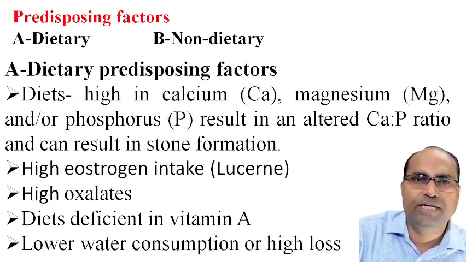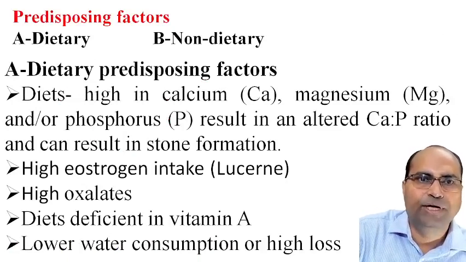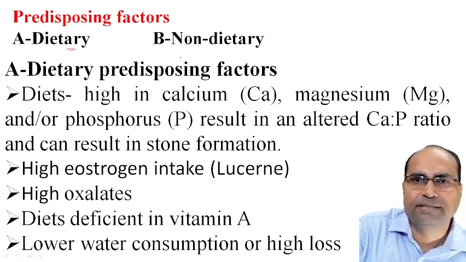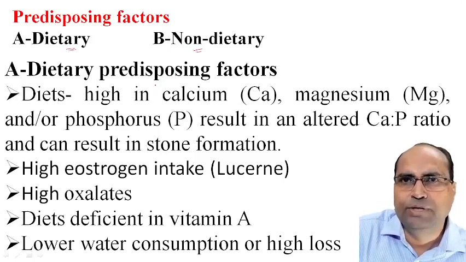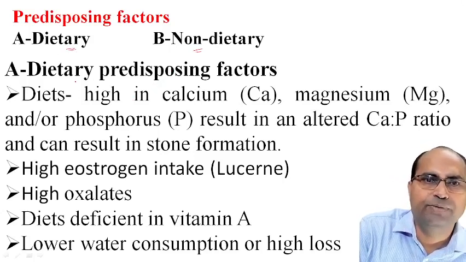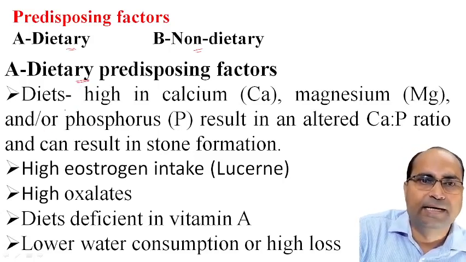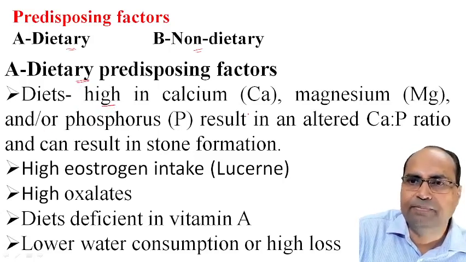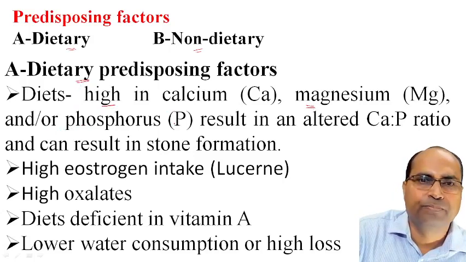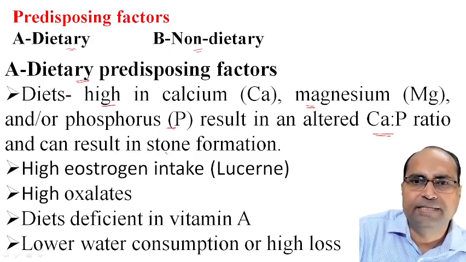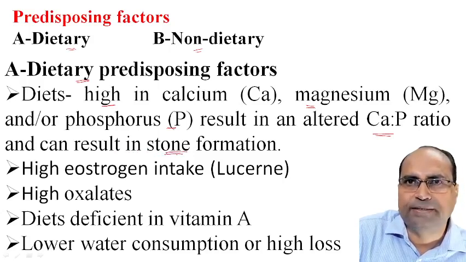Predisposing factors. Predisposing factors are broadly divided into two categories: dietary predisposing factors and non-dietary predisposing factors. Dietary predisposing factors depend on the diet of the animals. Diets high in calcium, magnesium, and phosphorus result in an altered calcium phosphorus ratio that can result in stone formation.